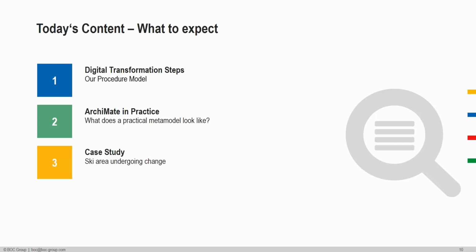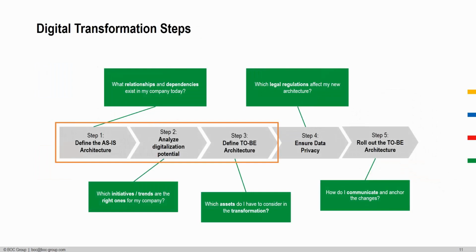So we'll then look directly in the tool how AdoIT and ArchiMate can support your digital transformation journey by taking a look at a small case study example related to a ski resort that is undergoing some change and some digital transformation opportunities. So let's start off with looking at our procedure model for digital transformation.